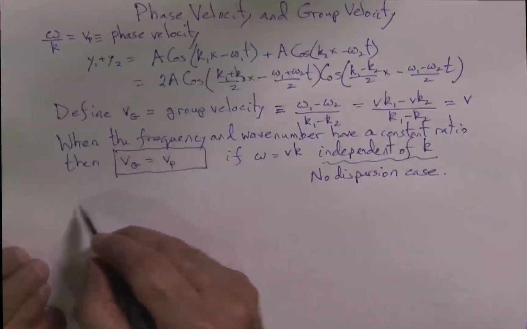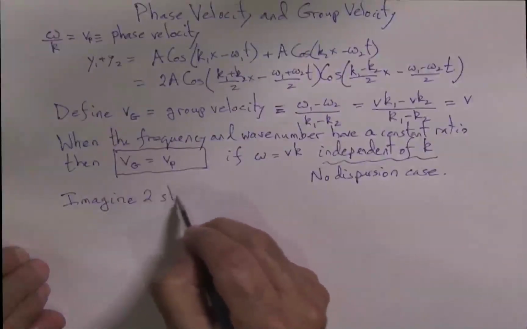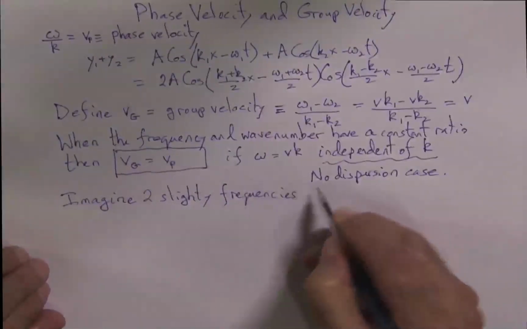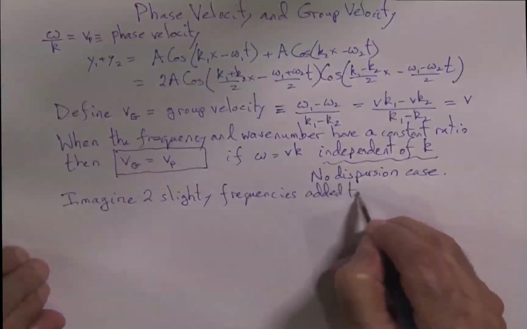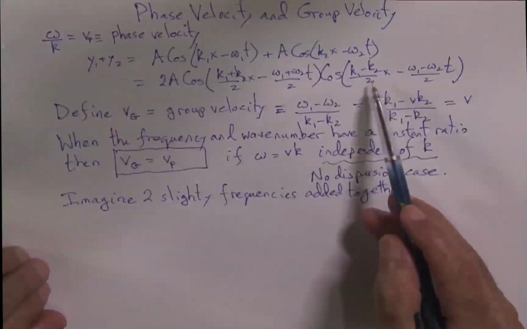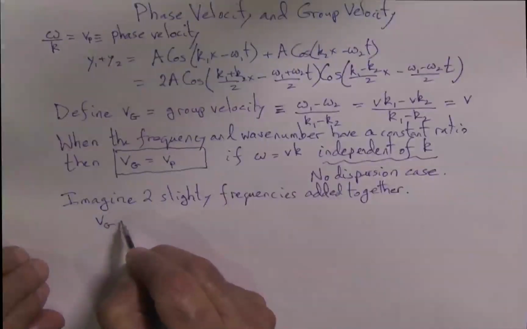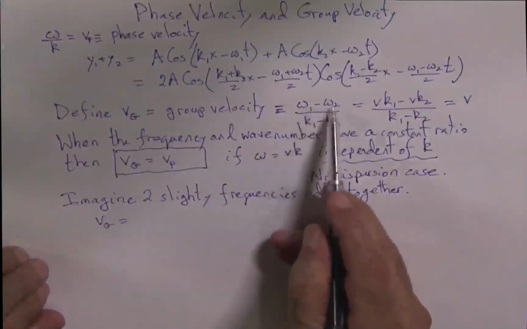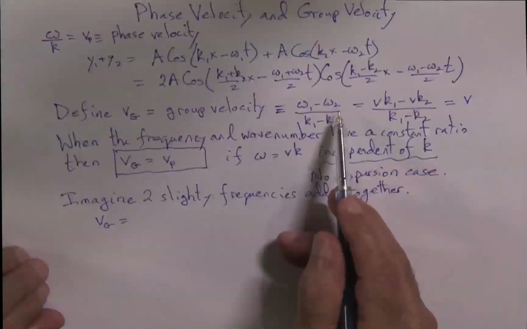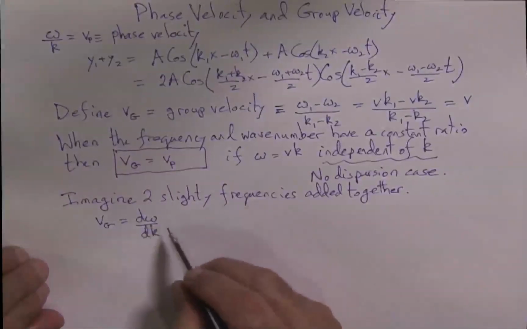But now, imagine two slightly different frequencies added together. What that means is that suppose that k1 and k2 are very close to each other. Omega 1 and omega 2 are very close to each other. So Vg then is, well, if omega 1 and omega 2 are close and k1 and k2 are very close, then this is exactly what you call a derivative. So then Vg becomes d omega by dk.